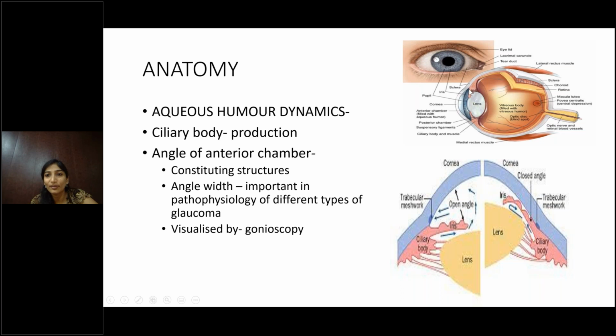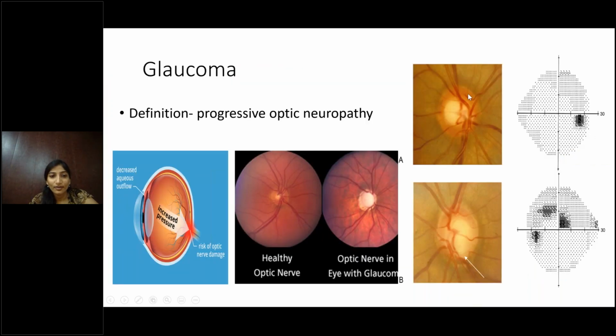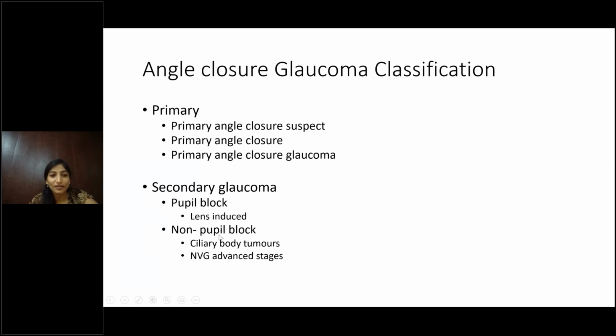Okay, whereas if there was some tumor of the ciliary body, then it will push the iris mechanically forward without causing any pupillary block. That's called the non-pupillary block angle closure. Okay. So pupil block is generally lens induced, or because of synechiae and iris bombe, and non-pupil block is generally because of ciliary body tumors or neovascular glaucoma in the late stages.